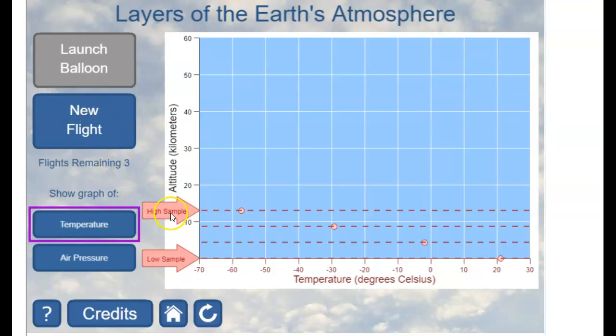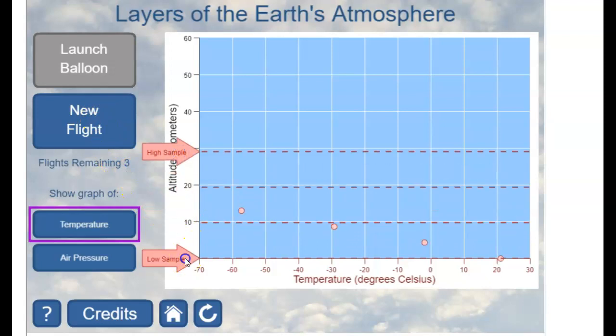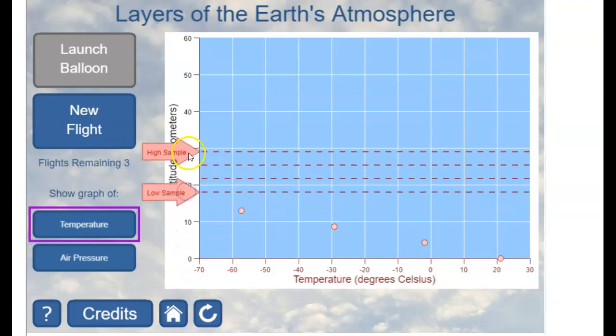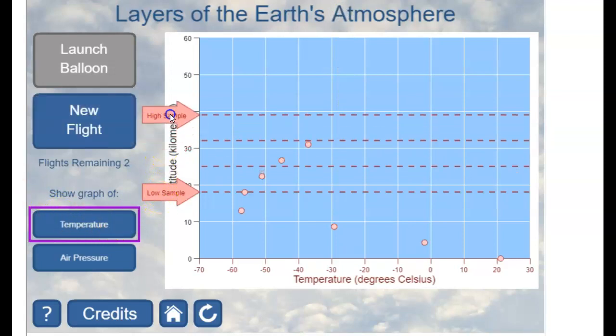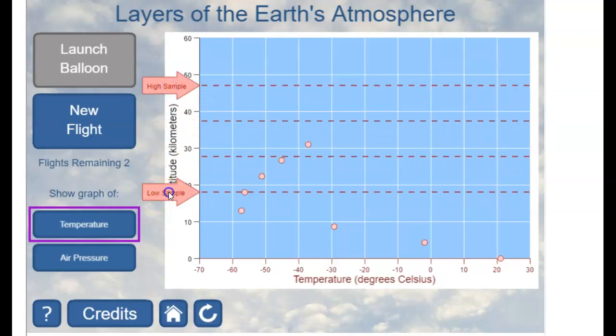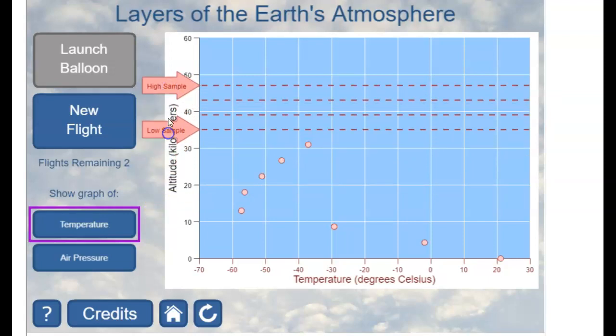Okay, so let's try again. We're going to move our samples up and try a new area, so some new altitudes. I'm going to click on New Flight and launch our balloon. Oh, and now we're starting to see a shift back. So let's try one more adjustment and see what happens here.